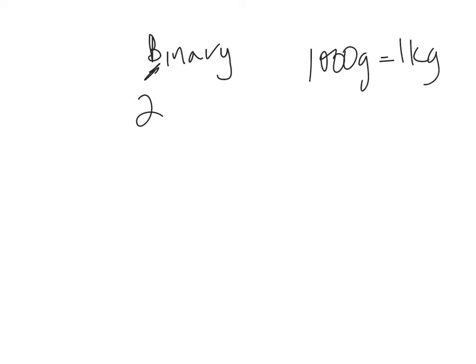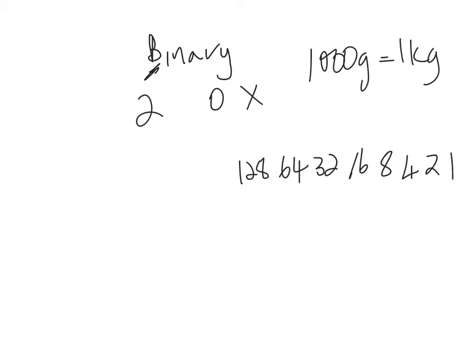A computer, they decided, you know what, it's either on or off, so it'll count to the base of 2. So you have 1, 2, 4, 8, 16, so everything's to the base of 2. 32, 64, 128, 256, 512, 1024, and so on.